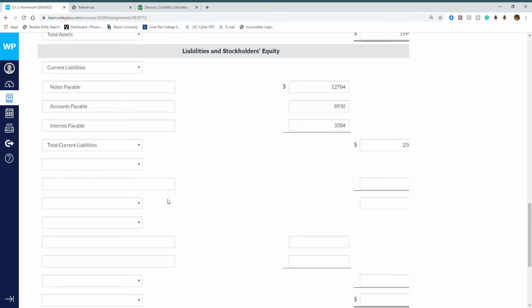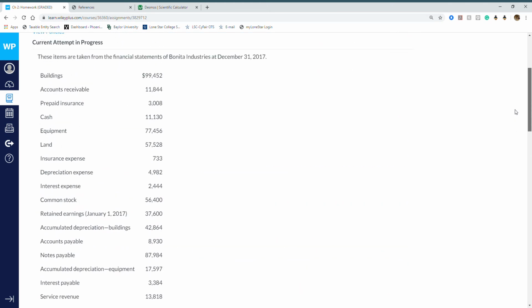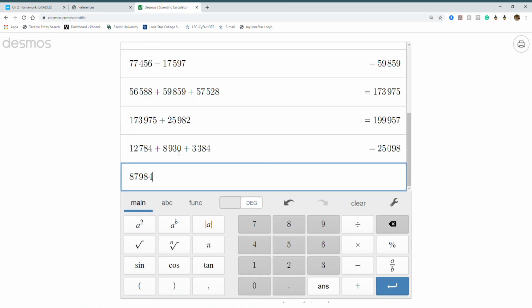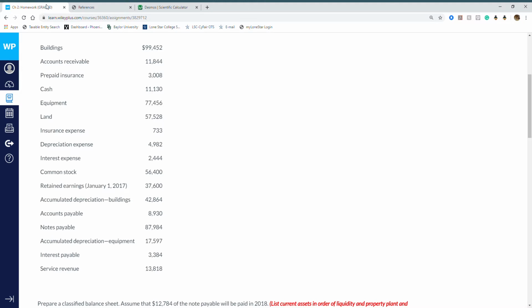So next will be our long-term liabilities. So find those. Long-term. For some reason they actually do have a total long-term. So total long-term. Alright. So long-term liabilities is of course the note. It's the remainder of the note. So the total was 87,984. But we're going to subtract out the current amount, 12,784.